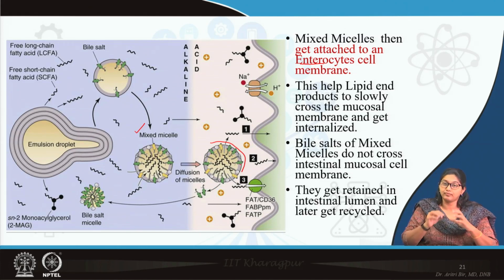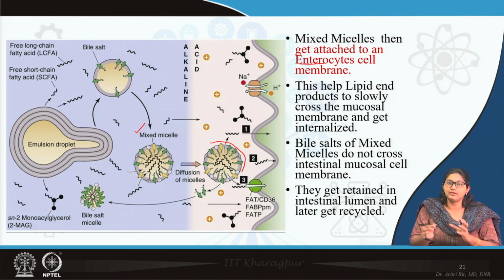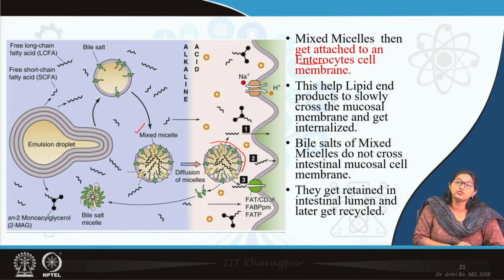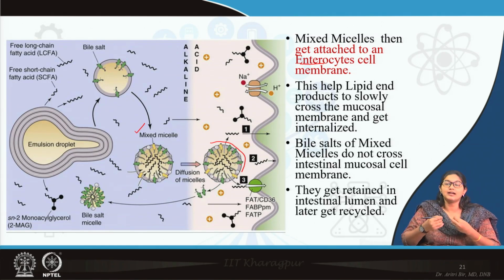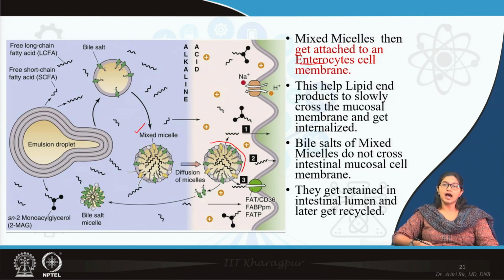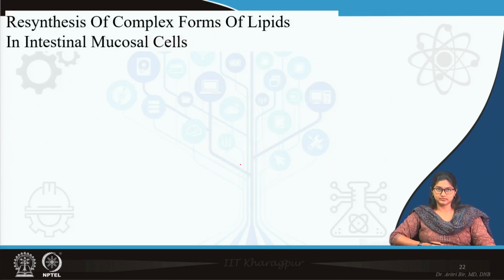Whereas the bile salt portion of the mixed micelle is not absorbed; it cannot cross the intestinal mucosal membrane. So, it is retained in the lumen and finally gets recycled through enterohepatic circulation. Basically through the ileum it is absorbed through enterohepatic circulation and again re-secreted in the digestive tract for further actions. So, this is how through mixed micelles lipids are absorbed into the circulation.